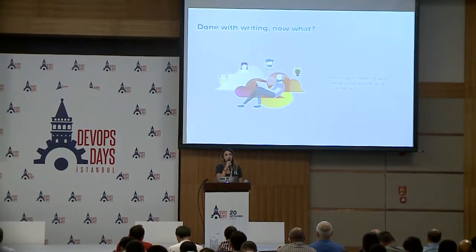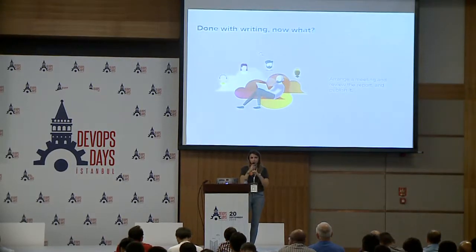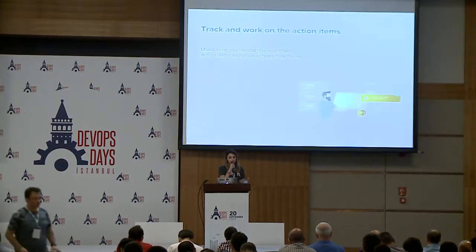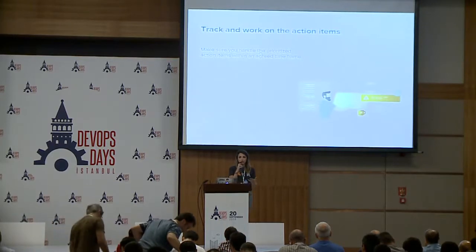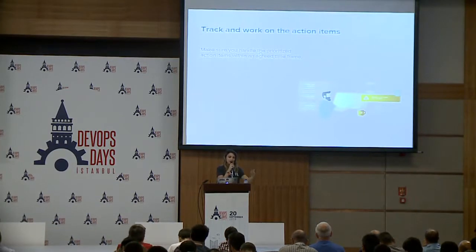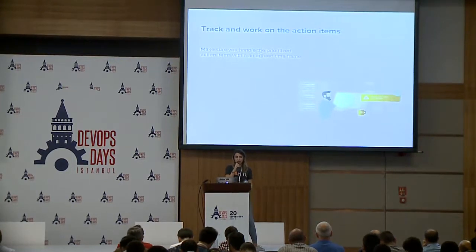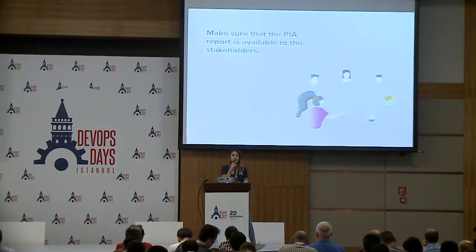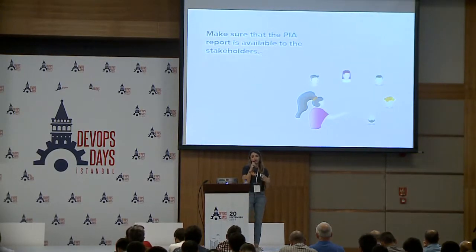And once we're done writing the report, review this with your teams, make sure that everybody's on the same page, and once it's done, publish it. Then the important part is tracking and making sure that the issues you prioritize with the action items are being done in a given time frame by the teams. For the rest of the issues that are non-root cause related, you can just put them in later sprints. And make sure that the post-incident analysis report is available to all of your stakeholders.